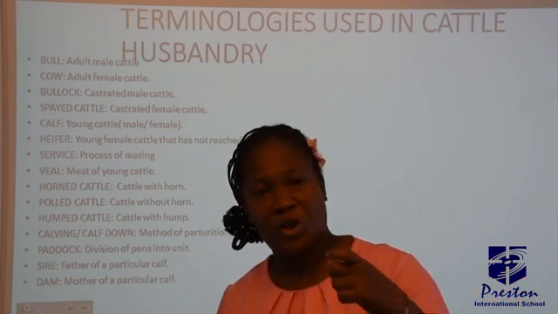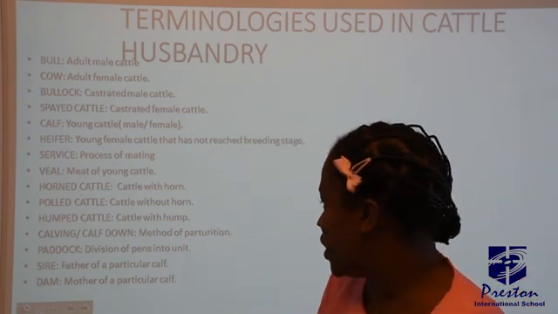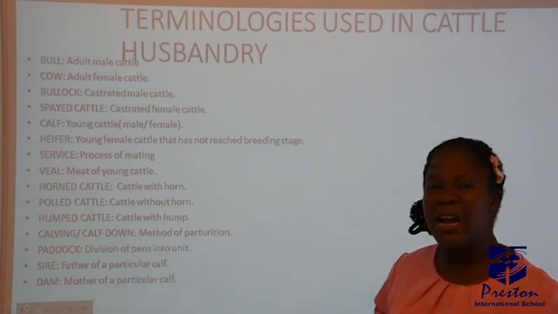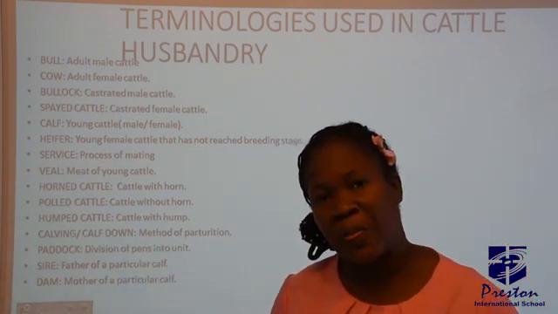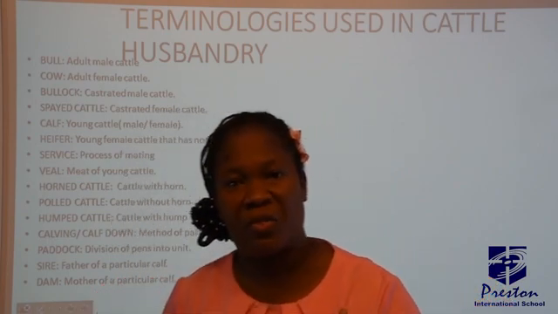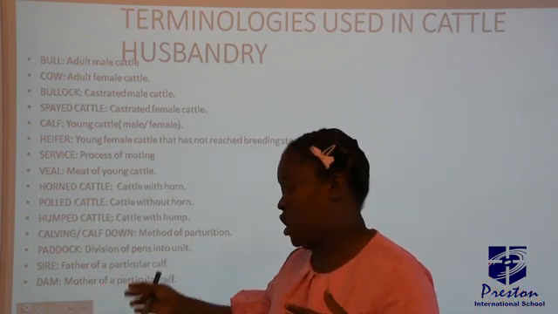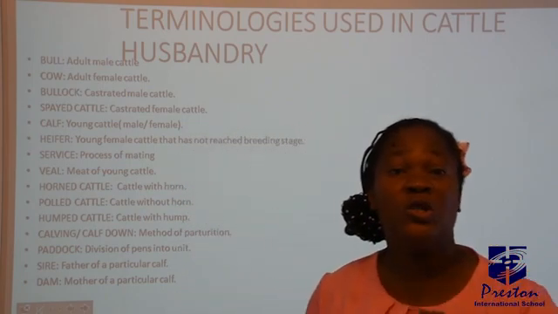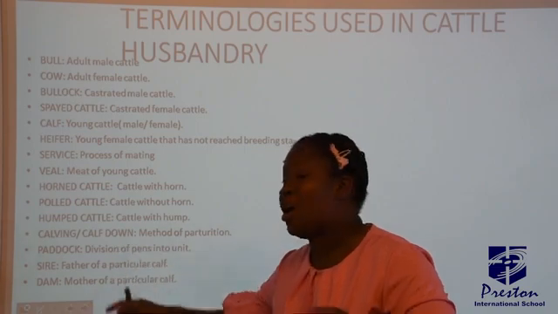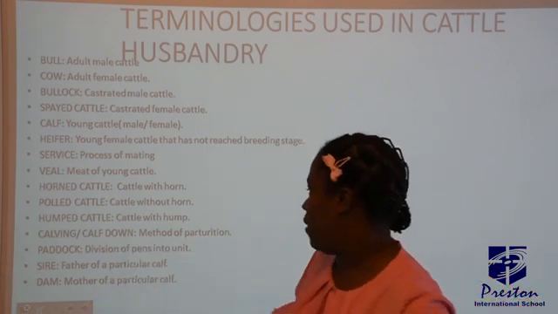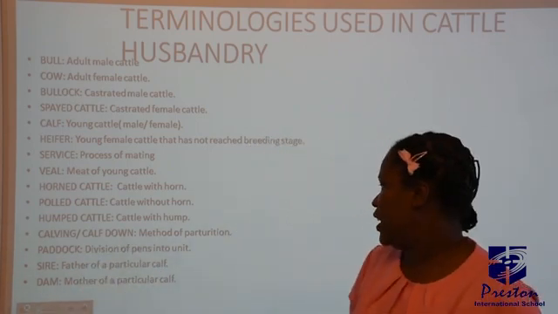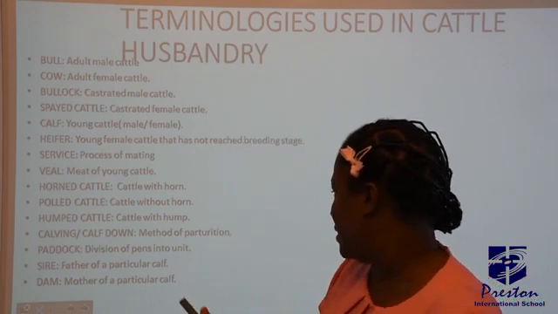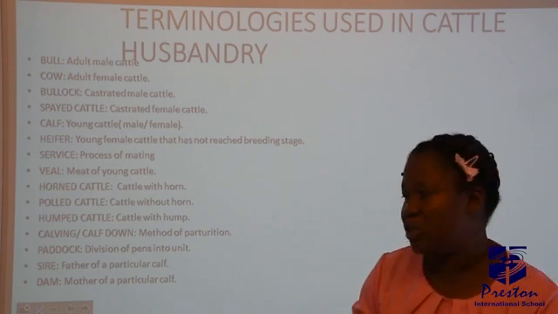Later I'm going to show a picture of horned cattle. Now, calving or calf down. This has to do with the method of parturition. What is parturition? Parturition is the act of giving birth in farm animals. So, if your cattle wants to give birth, you say my cattle wants to calve, or my cattle is on calf down. Now, paddock or paddocking. This is when you divide the pens into units, where they sleep.